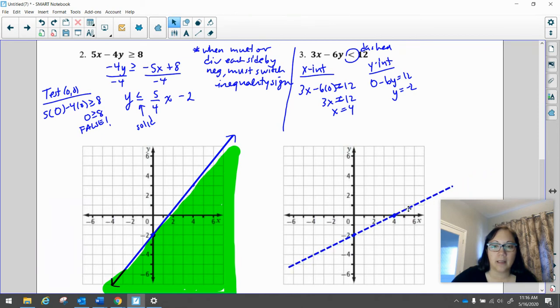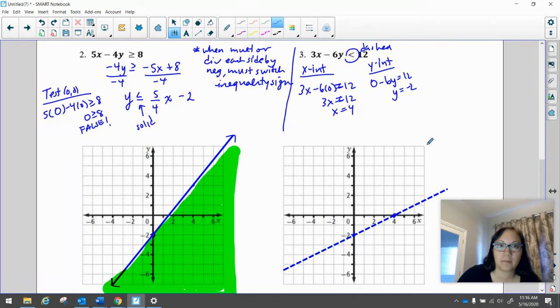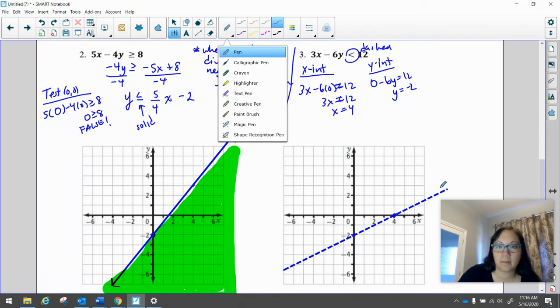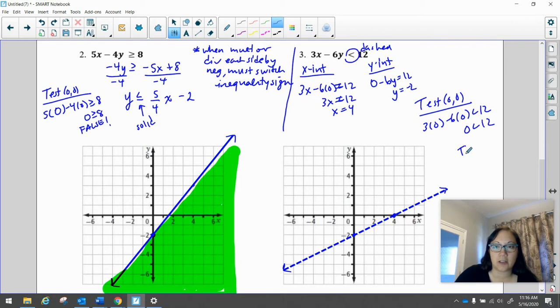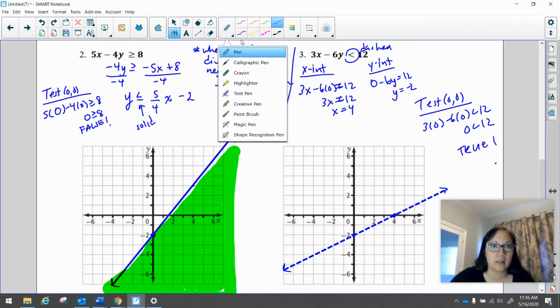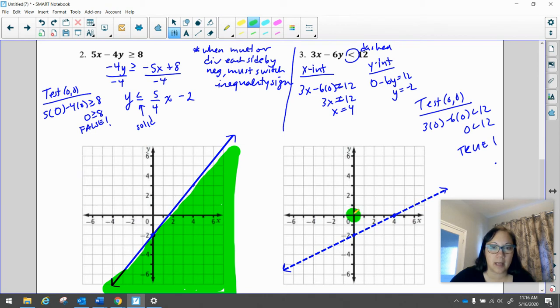So there's my line. Putting arrows on it and testing a point. So I can test 0, 0. So 3 times 0 minus 6 times 0 is less than 12. So 0 is less than 12. That's true. So therefore 0, 0 is part of my solution region. So this is part of the answer. So I'm going to shade this side.